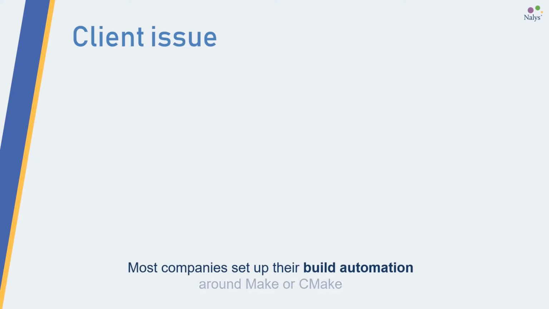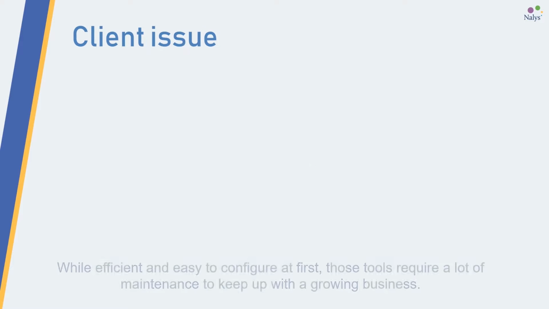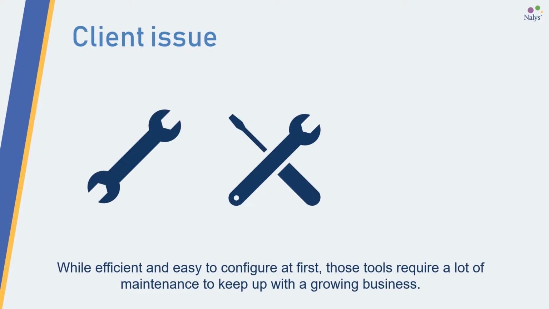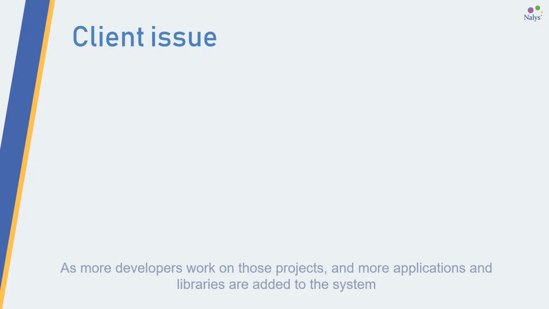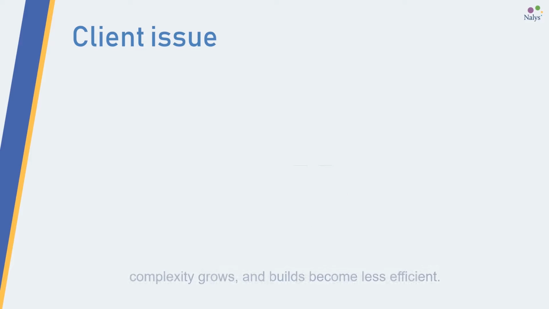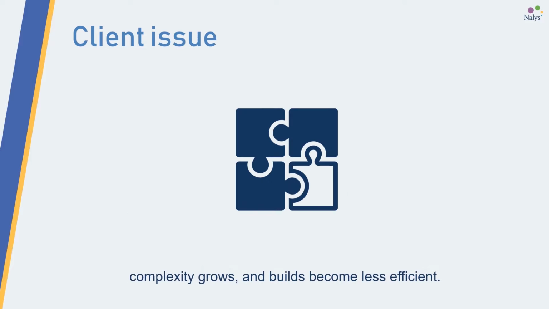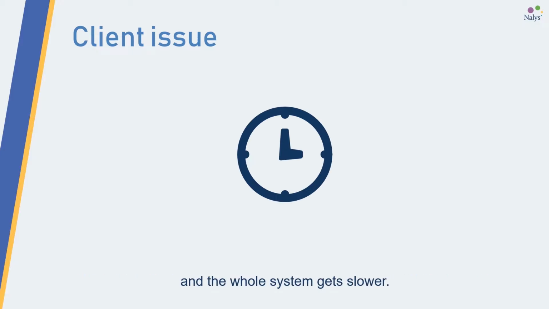Most companies set up their build automation around make or CMake. While efficient and easy to configure at first, those tools require a lot of maintenance to keep up with a growing business. As more developers work on those projects and more applications and libraries are added to the system, complexity grows and builds become less efficient. The build framework becomes more complex, dependencies become unclear, and the whole system gets slower.